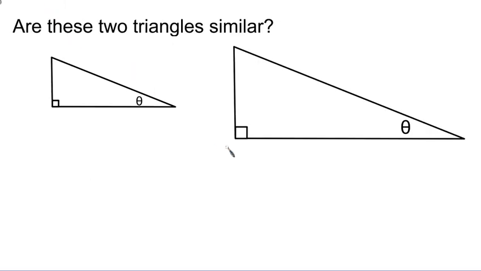Are these two triangles similar? Well, they sort of look alike. They both have 90-degree angles in them. And they also have this symbol right here, which hopefully you've remembered is called theta. The fact that it's the exact same variable indicates that whatever this angle is in degrees or radians, this angle must also be the same.